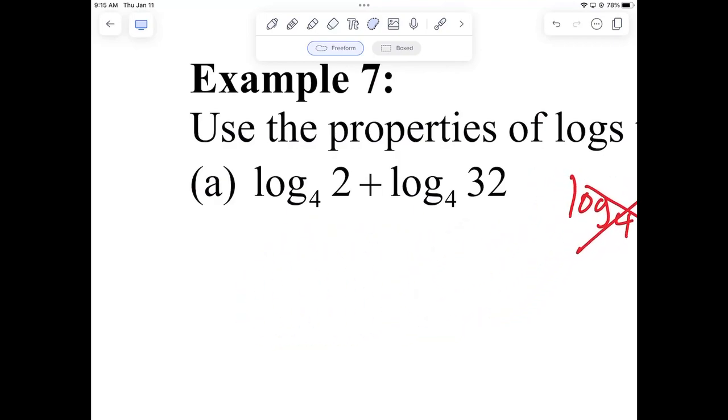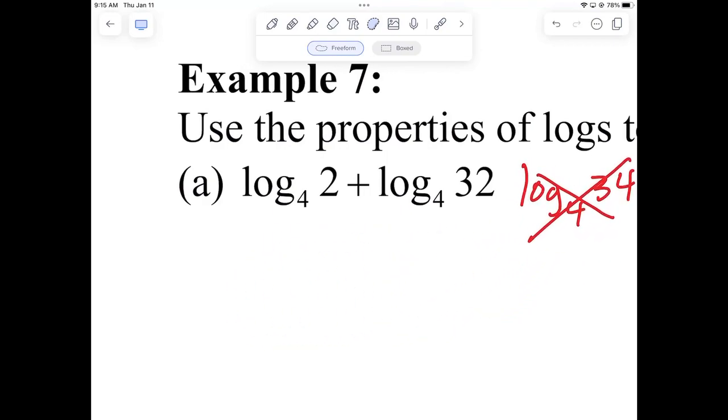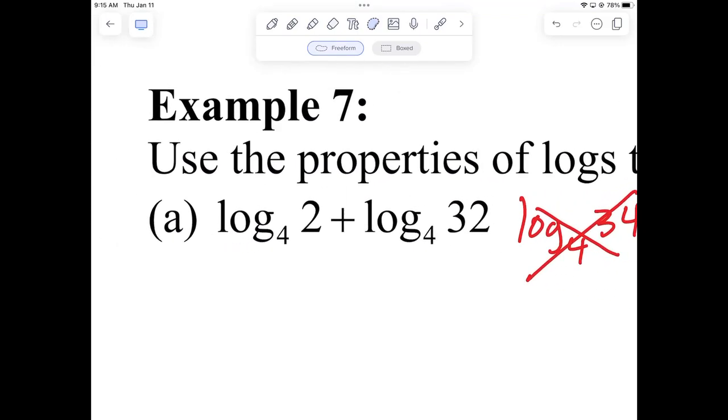So we'll put that off to the side as something that doesn't work. Now, can we actually evaluate this? 4 to what power is 2? We know how to think about log base 4 of 2. That's the same thing as saying 4 to what power is 2? What's the answer to that? 1/2, right? It's the square root of 4. The square root of 4 is 2. Yeah. Plus 4 to what power is 32?